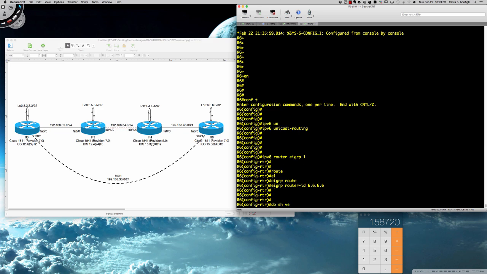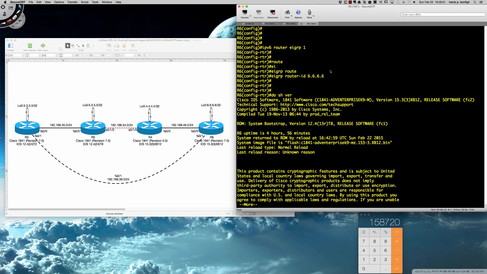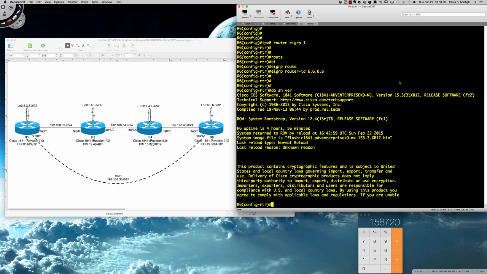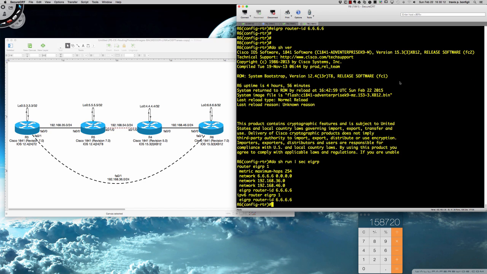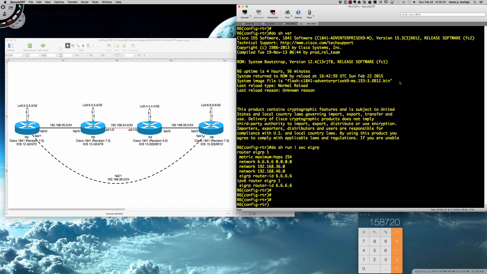So what version of code is this guy running? He is also running the 15.3 branch of code. So just like router 4, when I do a do show run section EIGRP, what are we going to see? We're going to see that it's not shut down by default like it was with the 12.4 code routers, router 3 and router 5. So with that being the case, let's jump into the interfaces.